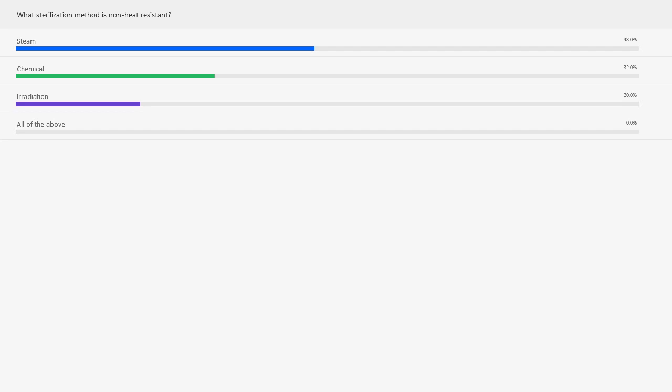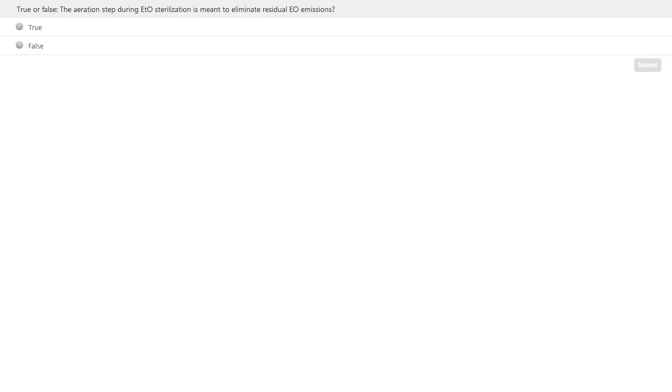Okay, so the last polling question. It's another true or false question. The aeration step during ETO sterilization is meant to eliminate residual EO emissions. Is that a true or a false statement? I'm going to leave it up here for just a couple of seconds in order for everyone to have time to go ahead and submit their answers.